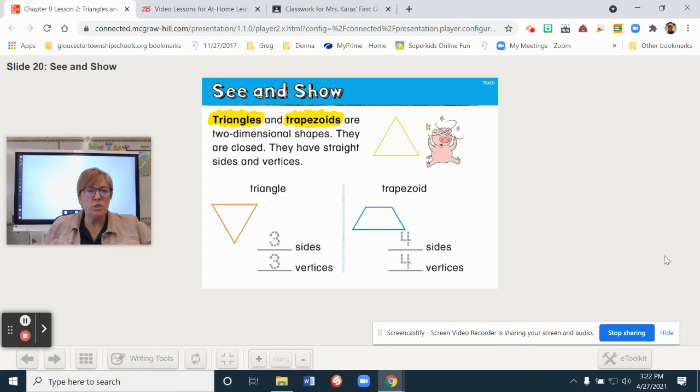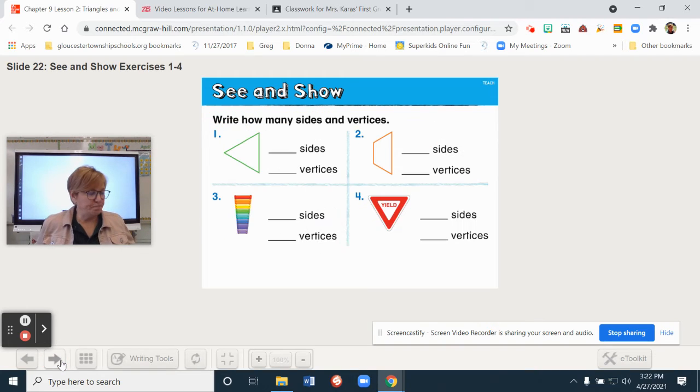All right, now let's turn to our see and show. Triangles and trapezoids are two-dimensional shapes. They are closed, okay? We've already talked about and gone over what closed and open shapes are. They have straight sides and vertices. And as a reminder, the vertices are where two sides meet, okay? In this case, a triangle has 3 sides and 3 vertices. Right there, 1, 2, 3. And the trapezoid has 4 sides and 4 vertices.